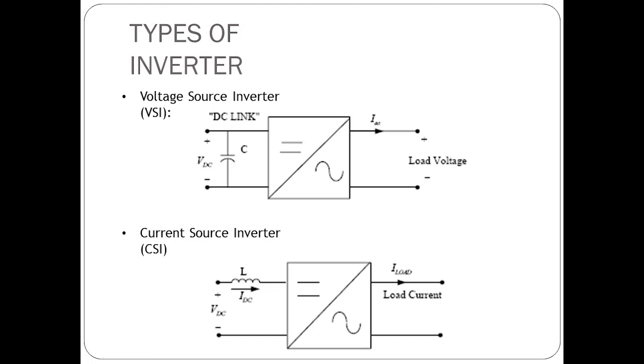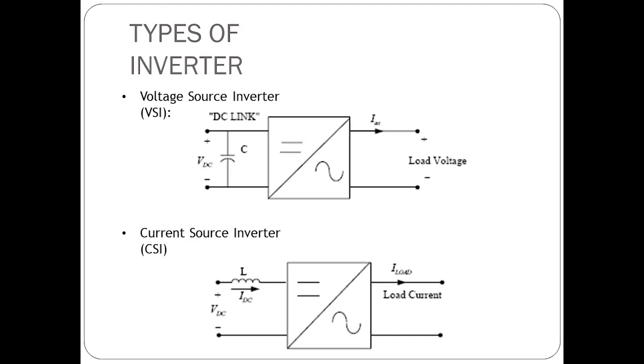That load current can be utilized with other current operating devices. Here the load voltage and load current are different things. These load voltages and load currents are generated by the voltage source inverter and the current source inverter respectively. So these are the things discussed in the types of inverters: the voltage source inverter as well as the current source inverter.